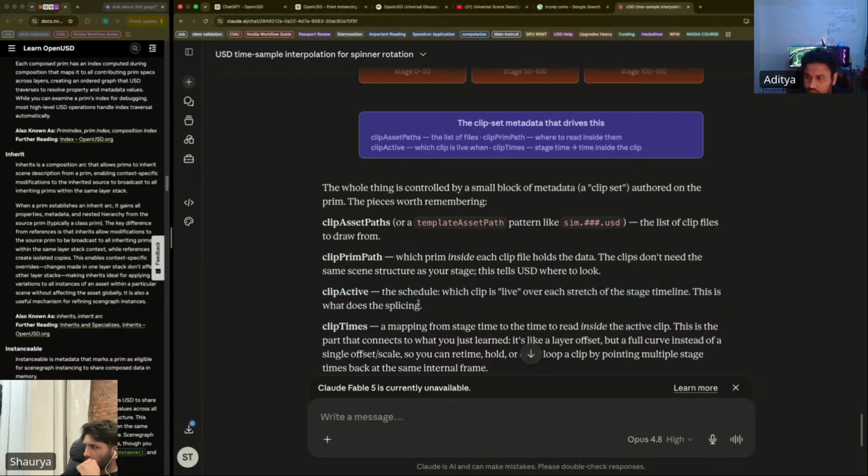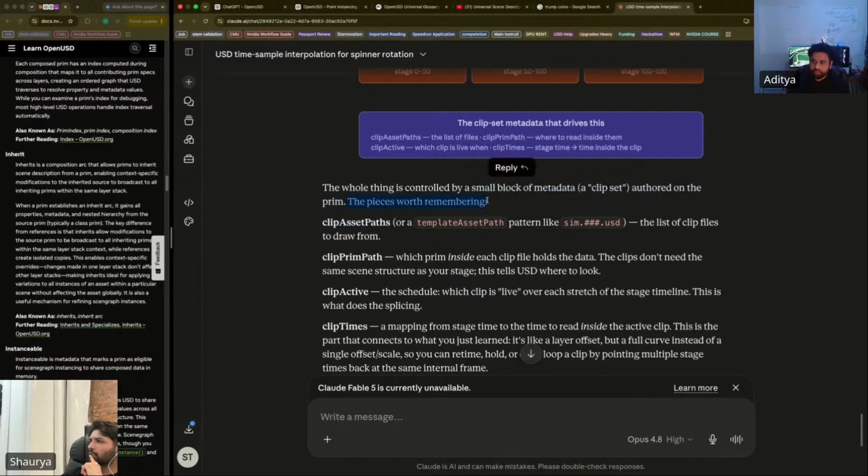I see. Okay. Clip times, a mapping from stage time to time read inside the active clip. This is the part that connects to what you just... wait, I don't understand this part. The whole thing is controlled by a small clip set authored on the prim. So the clip set is authored on the prim, and that's how the value clips are made.